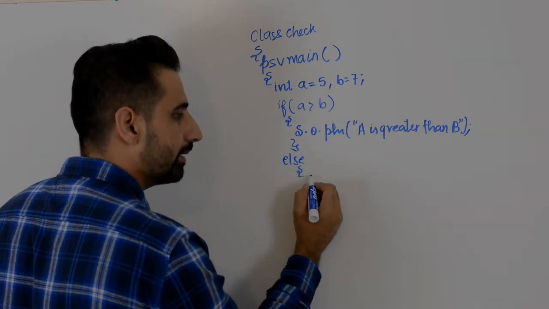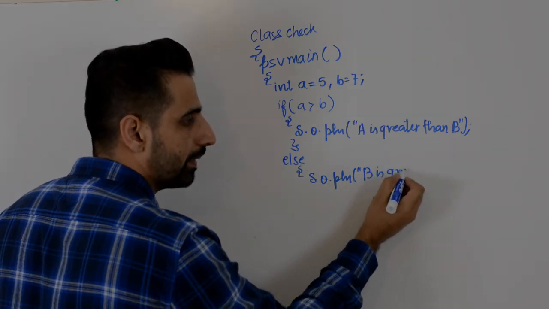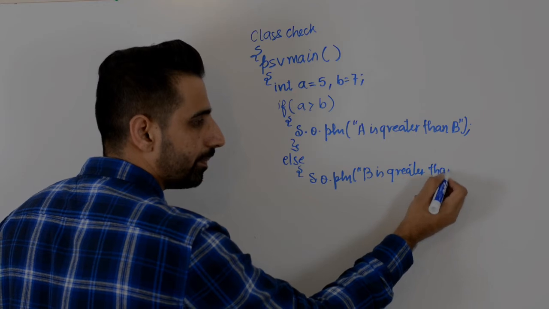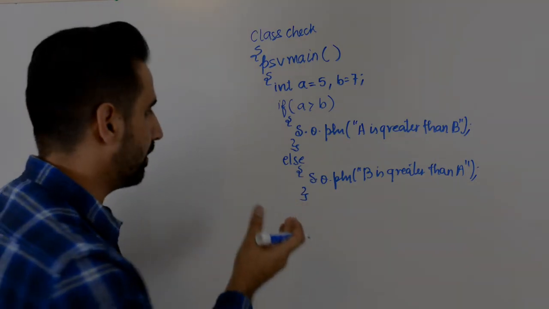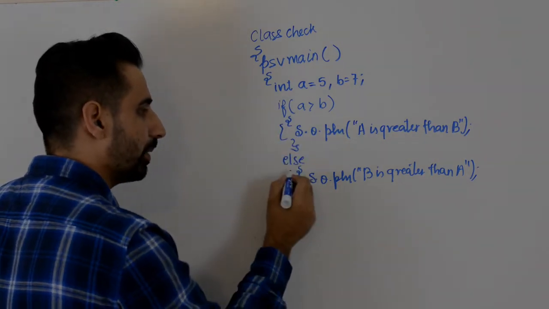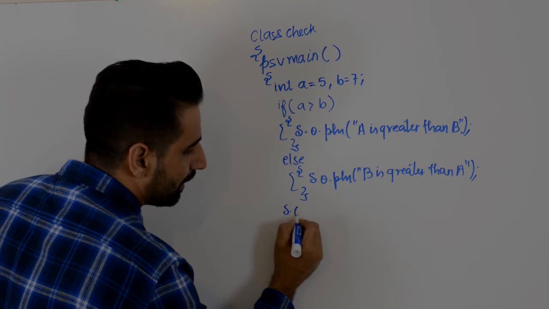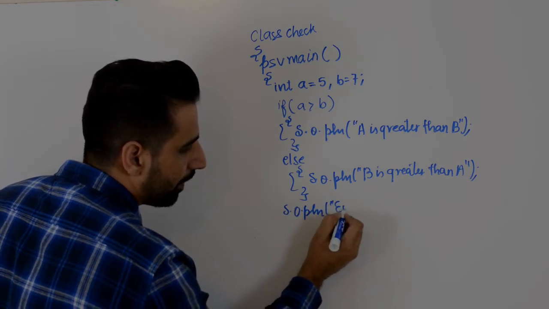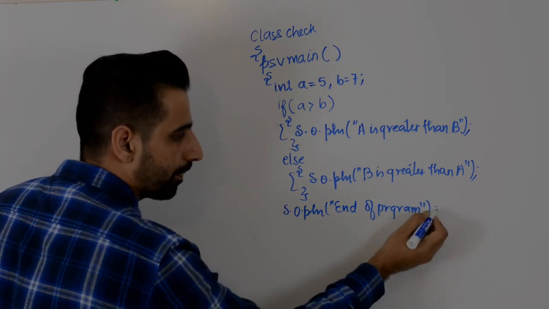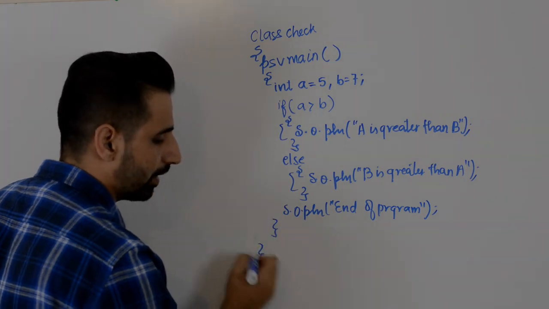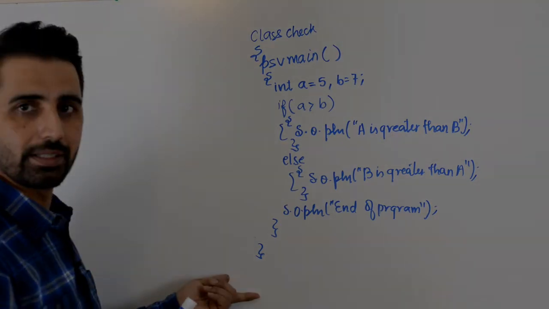Else, again bracket, System.out.println, b is greater than a, and here we close the bracket. If there is only one statement, we need not put a bracket. These are the brackets for if, these are the brackets for else. Then at last I'll write System.out.println, end of program, and here we close main, and last we close class. One more thing, the bracket that we open first, we close last.